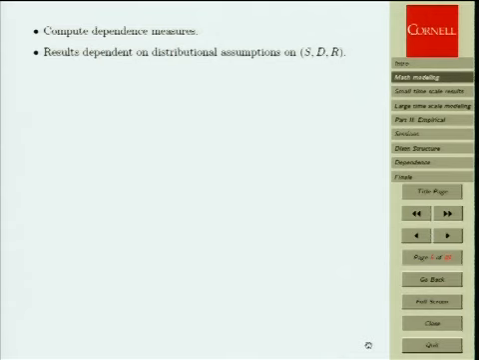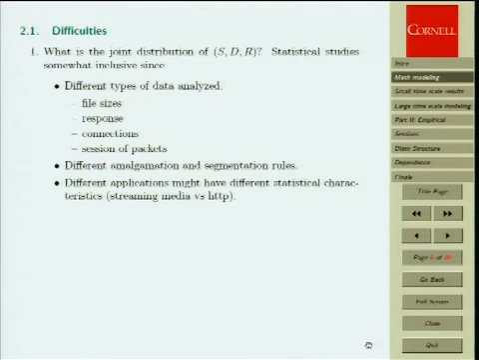The message is going to be here that the type of results you get is very dependent on the distributional assumptions you make. And that's one reason why it's important to get the statistics right, because the approximations change fairly dramatically if you change the assumptions. So this is the first difficulty. If you want to make mathematical assumptions, what are you going to assume about the distributional structure of size, duration, and rate?